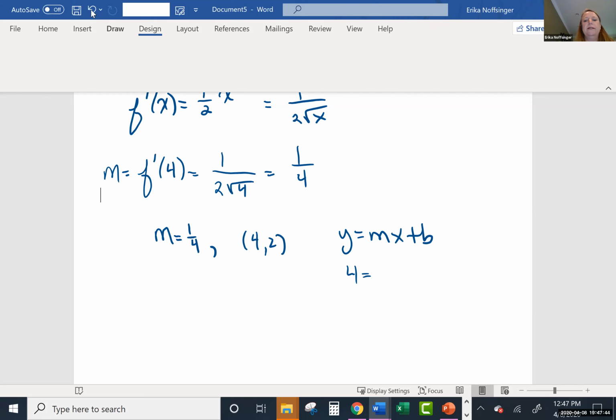It's not going to let me erase. Maybe it is. That was my x value. My y value is 2.